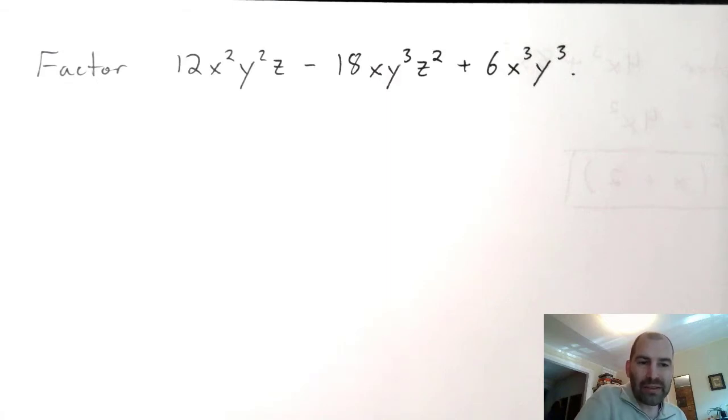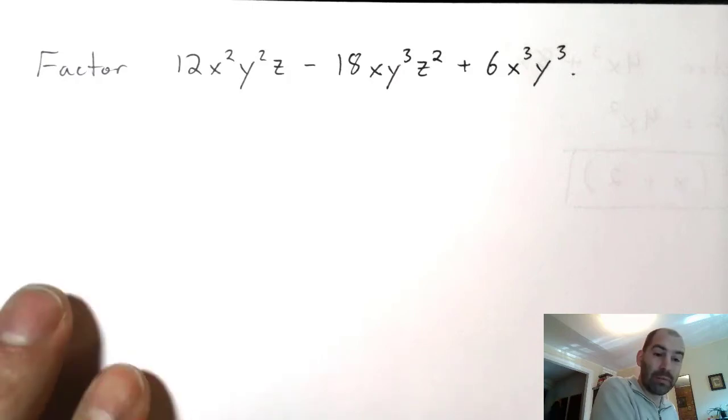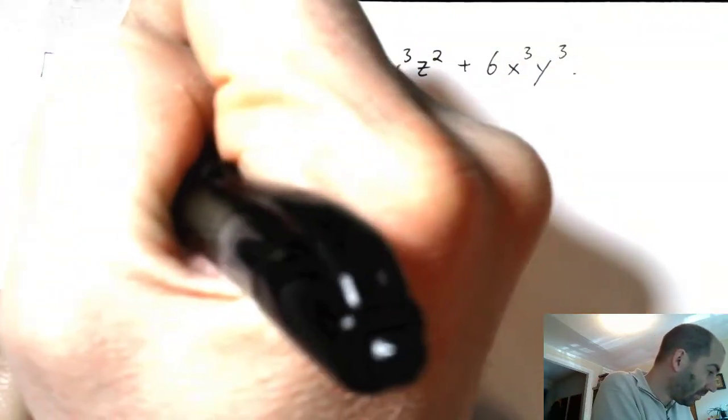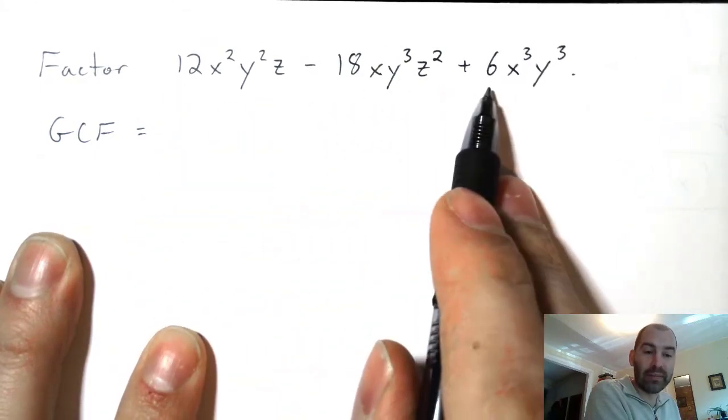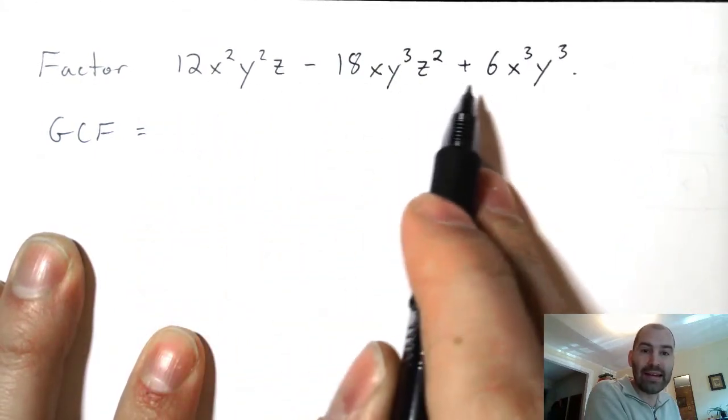All right, here's our next factoring problem. We want to factor this expression. Let's do like we did before. We find the GCF, and we'll start by just looking at the numerical part here. So we've got 12, 18, and 6.